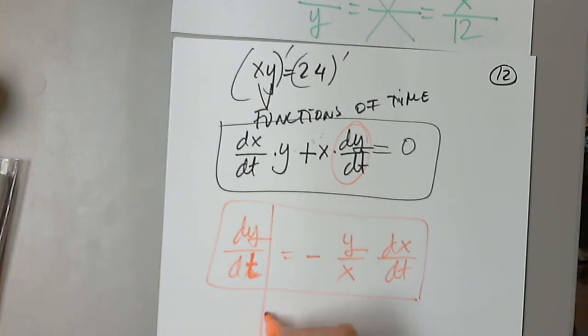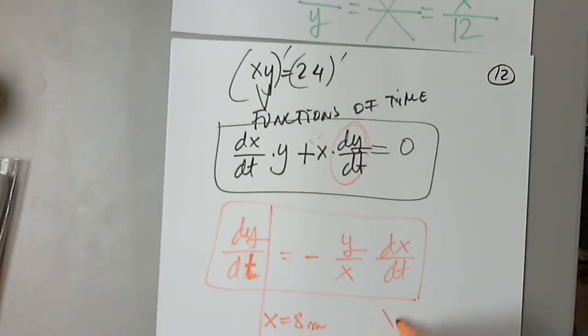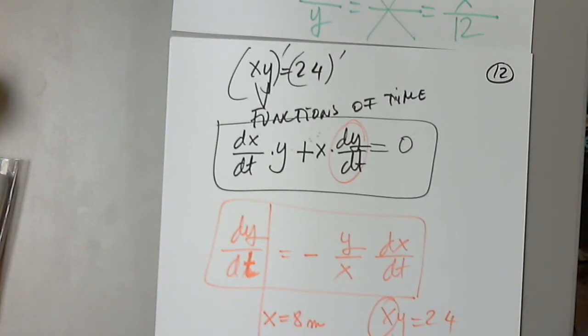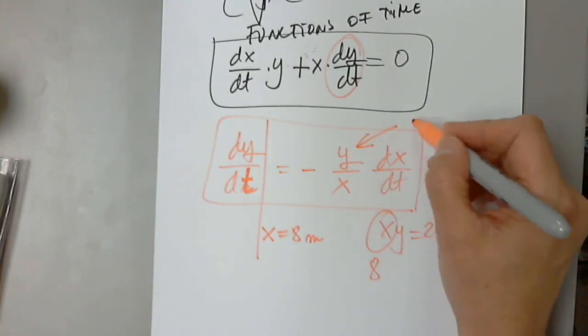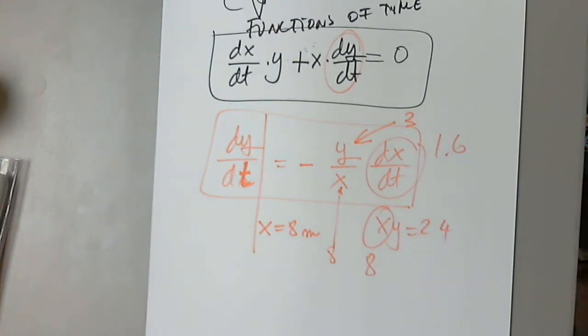And yes, I have no problem now with x equals 8 meters. I have x, I have dx over dt. I have to determine y. But that's not a problem because I have the equation. Xy equals 24. And if x is 8, y must be 3. So then this is 3, this is 8, and this is 1.6 given in the problem from the very beginning.